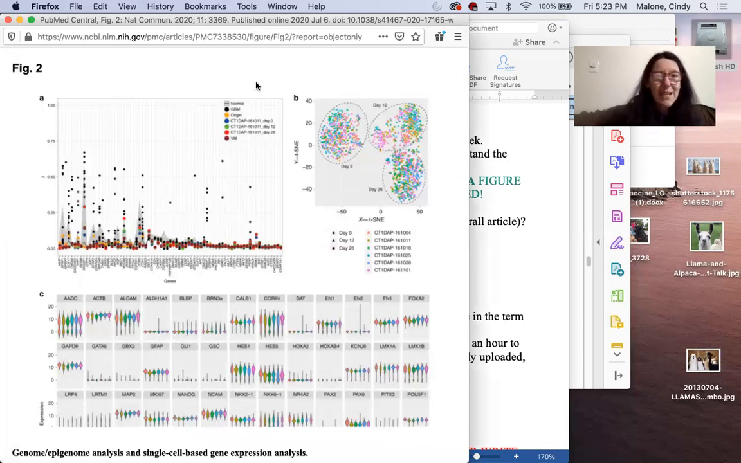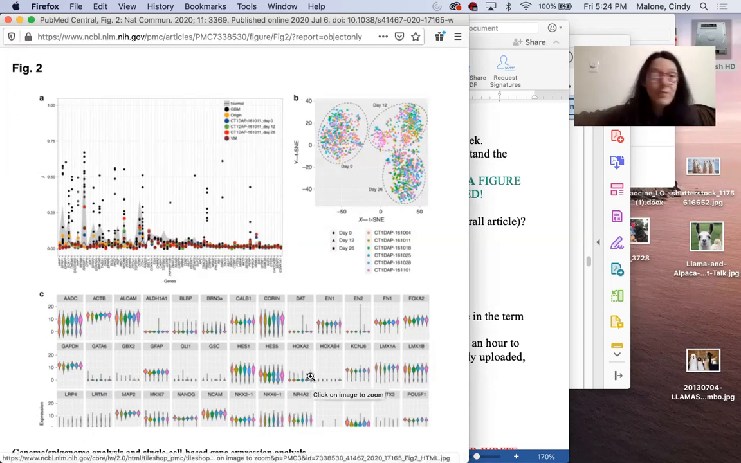This one has A, B, and C. So for us, you would pick figure 2A only, or figure 2B only, or figure 2C only. You wouldn't be required to do A, B, and C. You don't have to do all the panels. You would just do one, because this is one experiment, this is another experiment, and this is a third experiment.